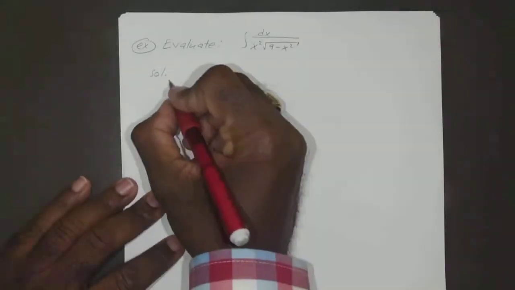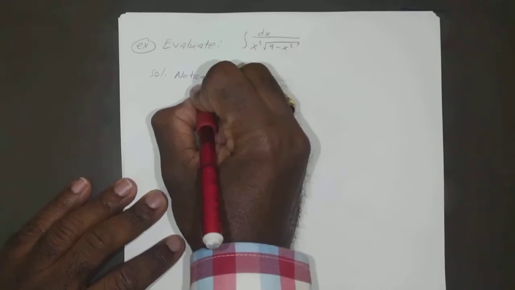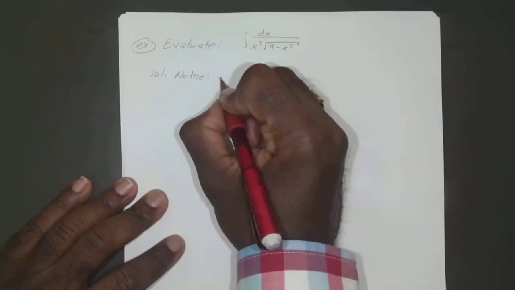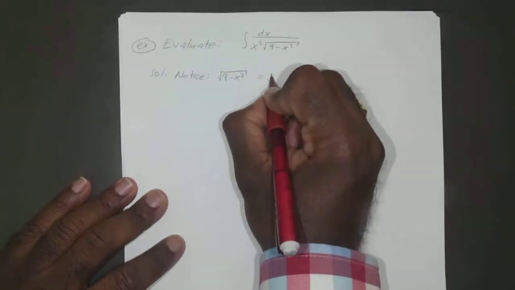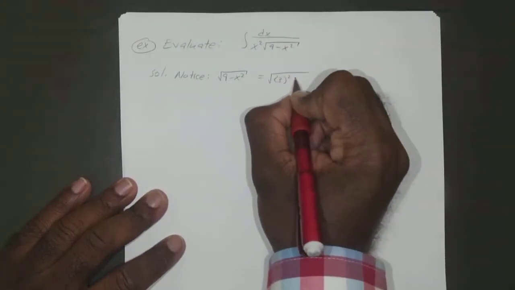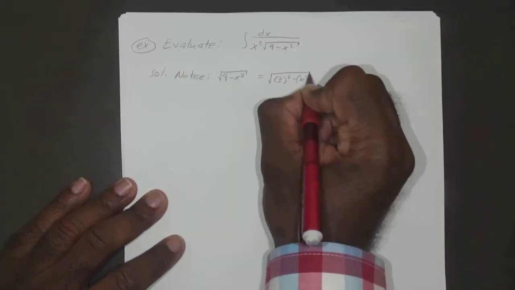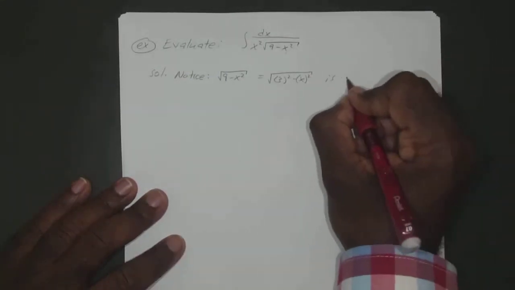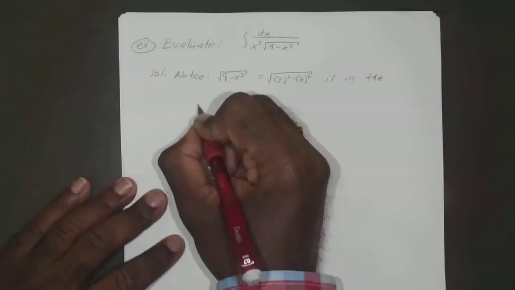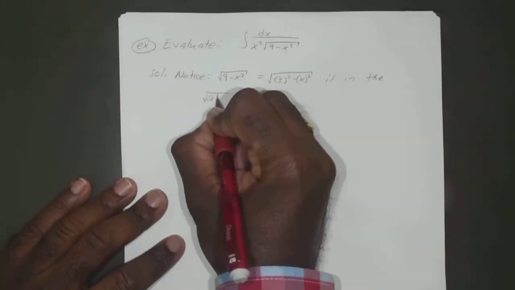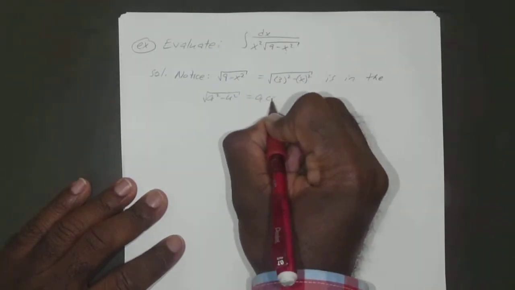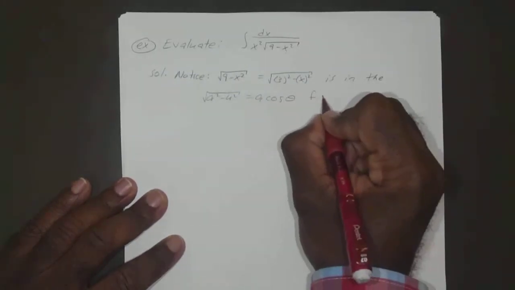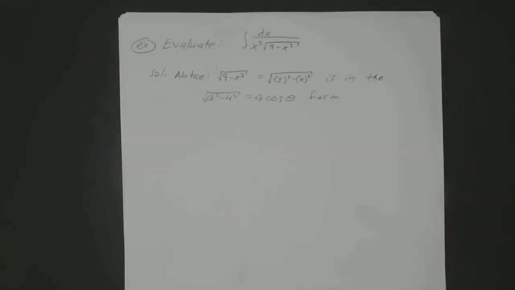Okay, so first thing we want to do: that square root of 9 minus x squared equals the square root of 3 squared minus, of course, x squared, which is in the form square root of a squared minus u squared, which equals a cosine theta form. So we know which one we're going to use.